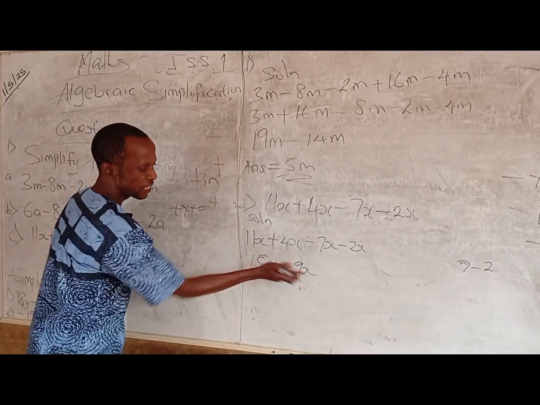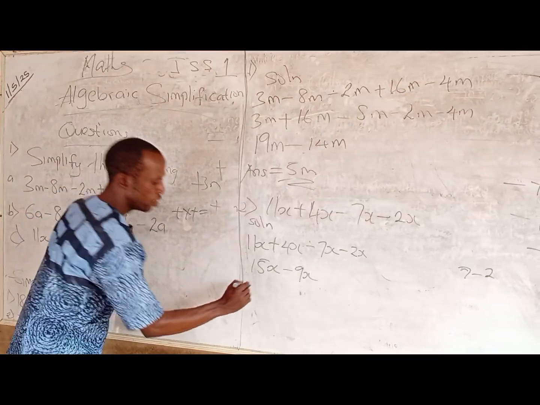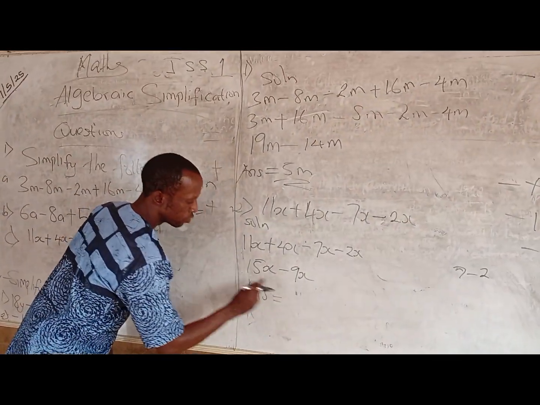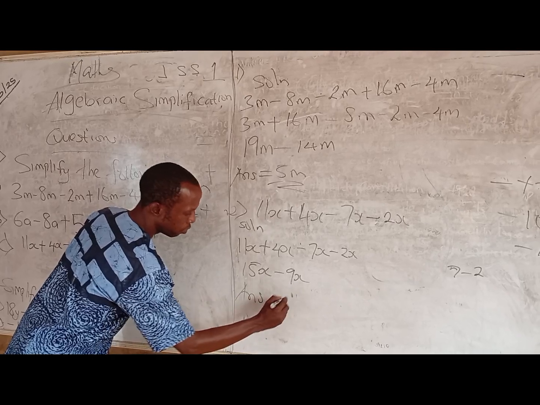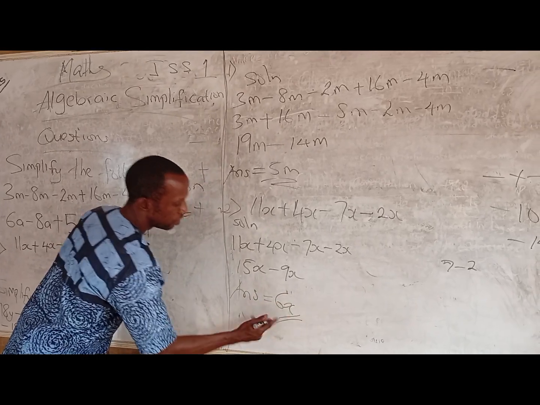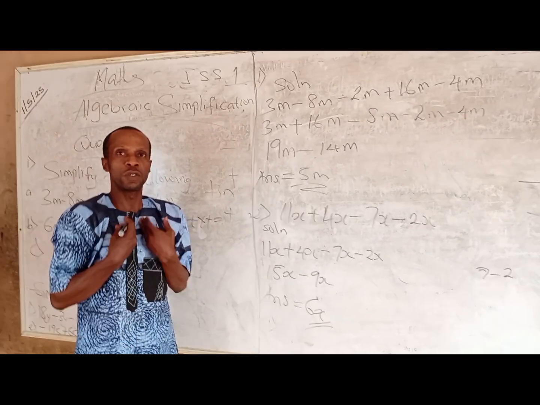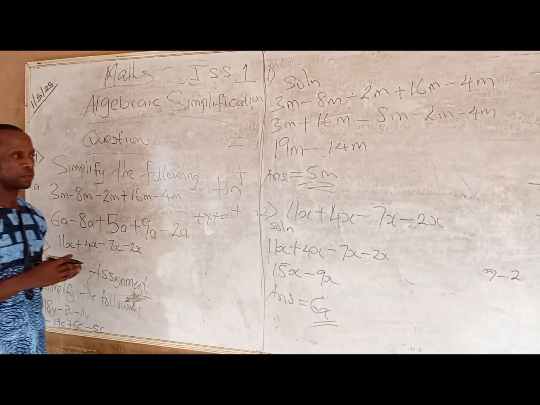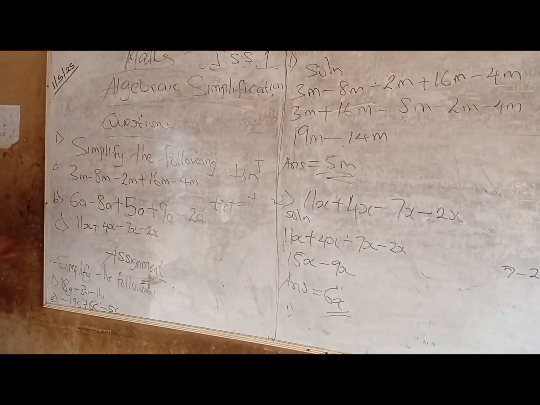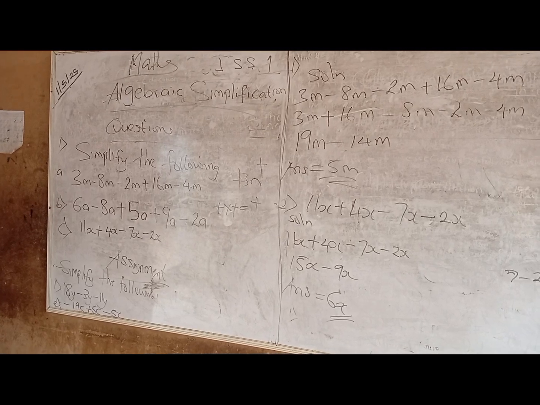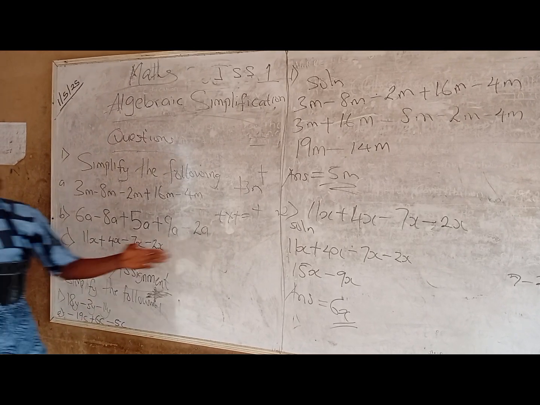So I have 15x minus 9x. So what would be my final answer? That would be 6x. So after paying my debts, I'm left with 6 naira, which is my personal money. Then number 3. Sorry, I did number 2 as number 3.